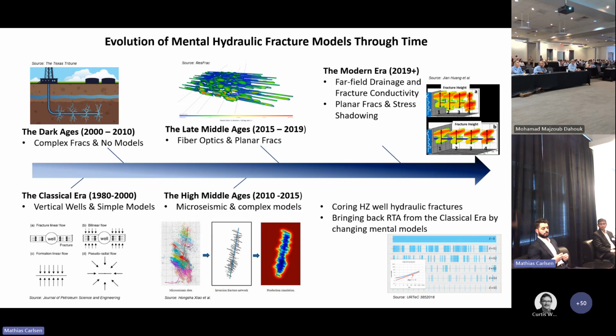And then we go forward in time to what we're going to call the modern era, which maybe started in 2019, where we start to get a lot more advanced diagnostics. You start to go back and core through hydraulic fractures, which we actually did in the 80s, but we did it again here. Now it's horizontal wells. We start to measure drainage, which you've seen in some of those papers. We start to have more advanced hydraulic fracture models and much more advanced RTA models.